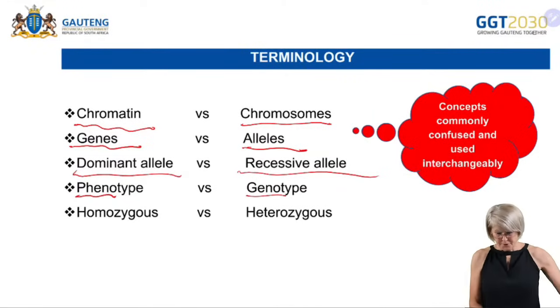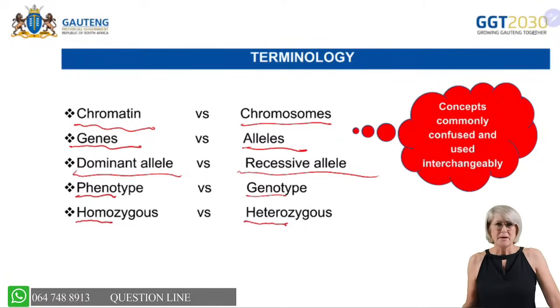Okay, then if we look at the next two terms, we see the first one says homozygous and the next one says heterozygous. Now the stems of those two words, homo we know means the same, whereas hetero means different. So when we talk about a homozygous individual, we mean that both the alleles for a gene are the same. Whereas in a heterozygous individual, we find that the two alleles are different. All right, so that's the terminology. Please, if you're not sure, have a look in your textbook or in Mind the Gap to make sure that you understand the difference.